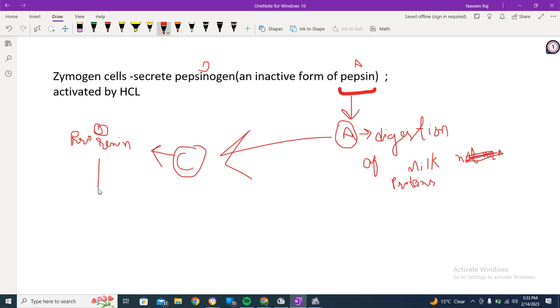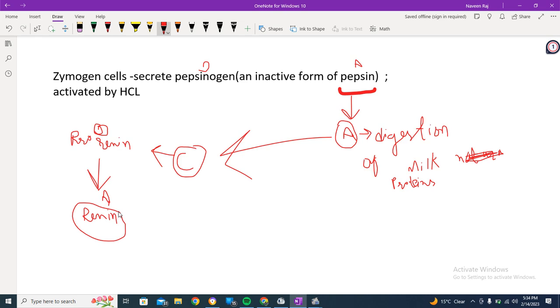Now this will convert into the active form, and the active form is simply removing pro from the renin. Prorenin will convert into renin. Renin is the active form of prorenin, right? And this renin is also called chymosin.